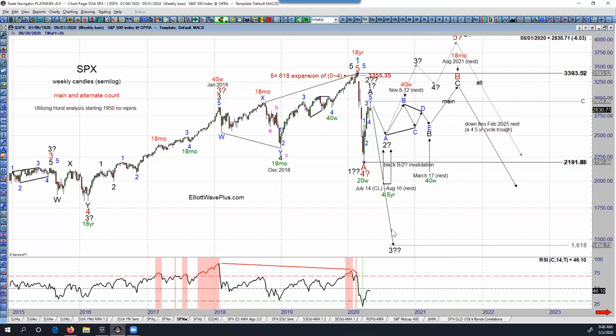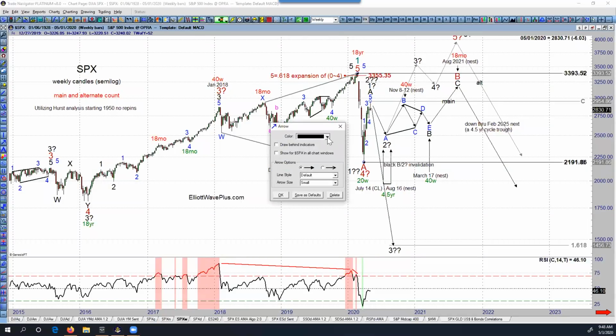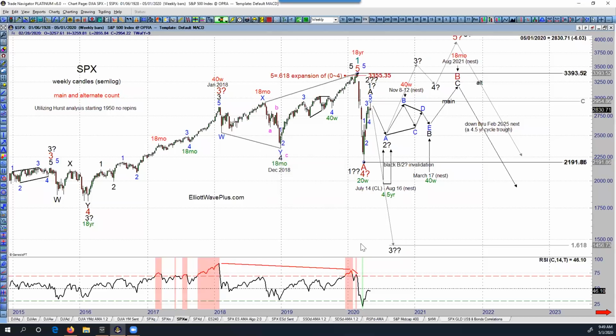So there's the way I'm looking at the markets. I'm expecting downward movement between now and July, August, possibly September timeframe, and I'm leaving open the possibility that it's a crash.